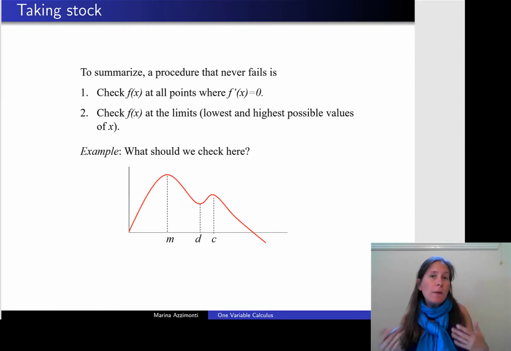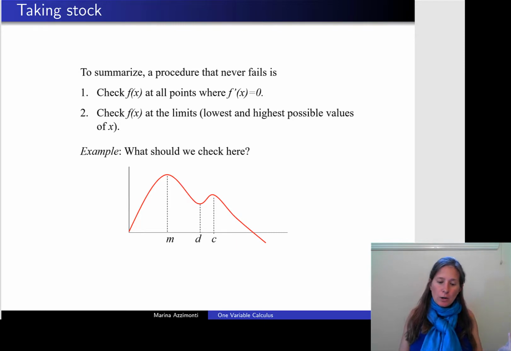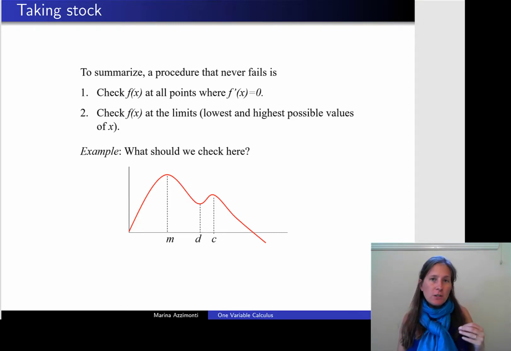So to summarize, what do we want to do? Well, a procedure that will never fail is, first you compute all the critical points, the points at which the first derivative is 0, and you look at which one of them gives you the highest or the lowest number. Second, if you have a constraint set, you also look at the value of the function at the extremes, because it could be that even though the first derivative is not 0 at an extreme, the function is larger or smaller than the function in the interior local maximum or minimum.